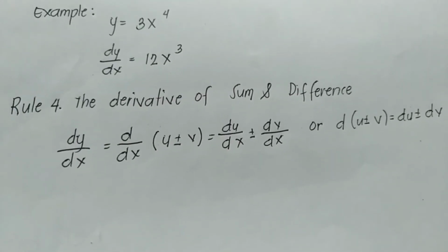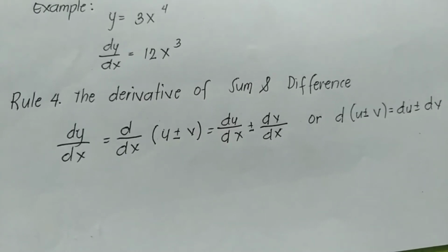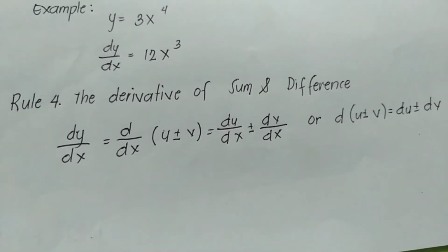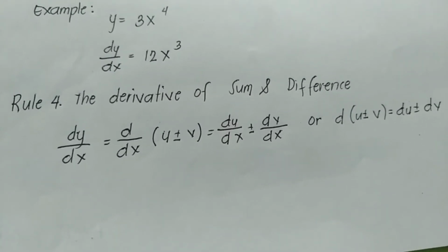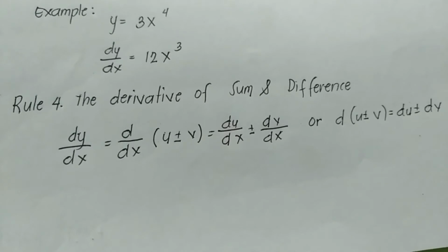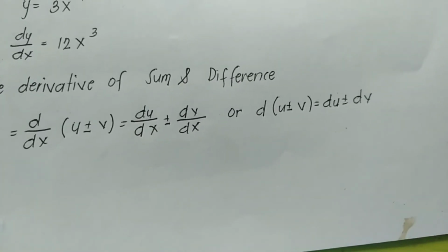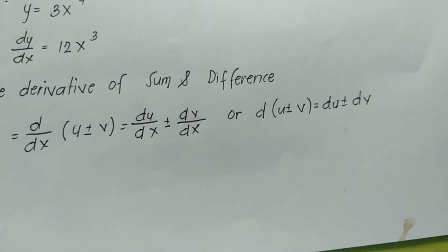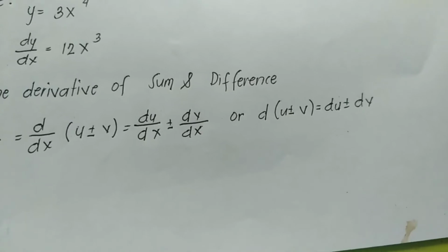Fourth rule, the derivative of sum and difference. The derivative of y with respect to x is equal to the derivative of u plus or minus v, which is equal to the derivative of u with respect to x minus or plus the derivative of v with respect to x. Or, the derivative of u plus or minus v is equal to the derivative of u plus or minus the derivative of v.